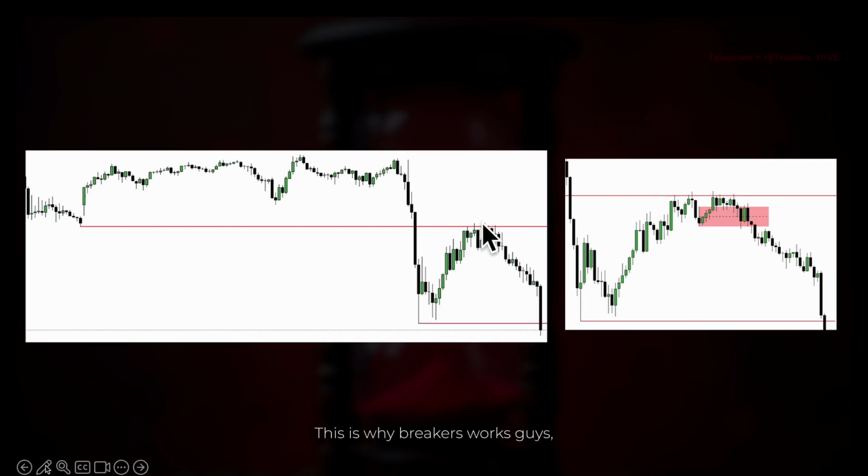This is why breakers work, guys. It is a result of understanding balanced price ranges. And yes, I promise that I will discuss them more in depth later within this model series.